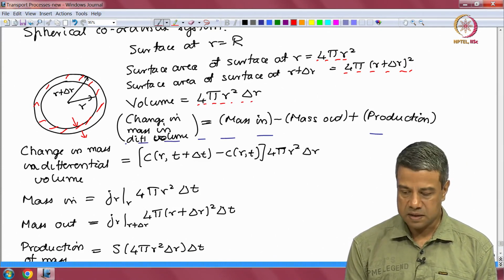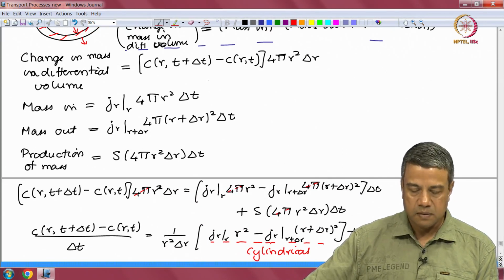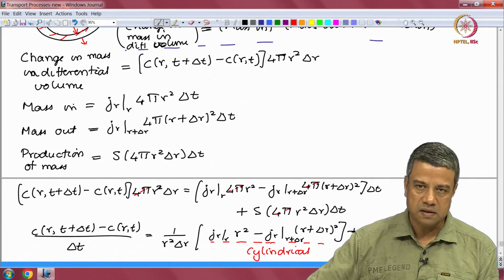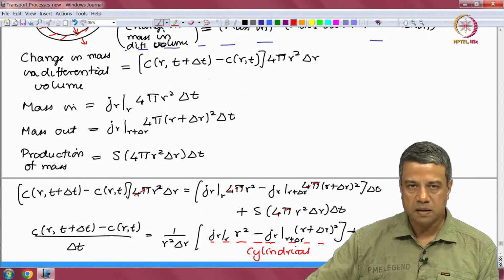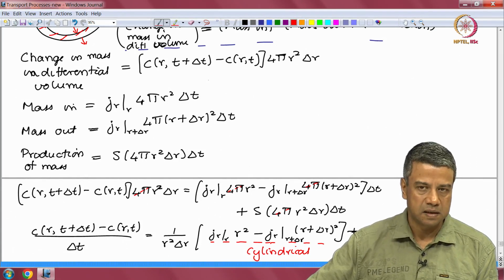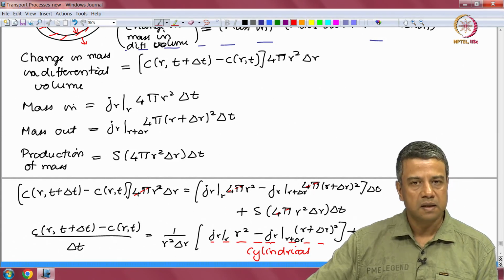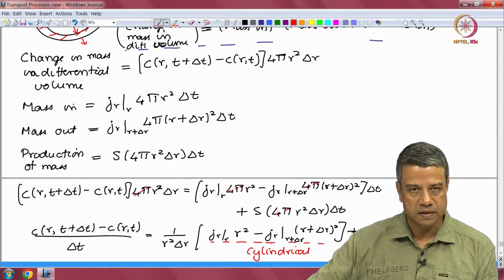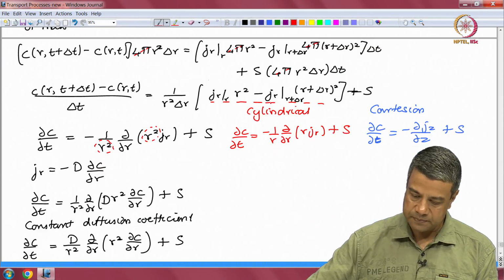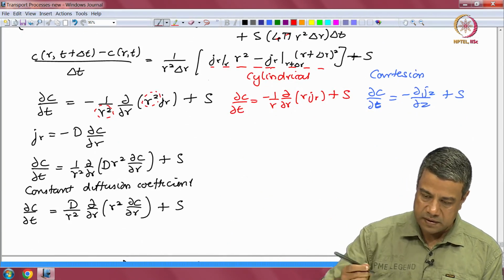And then we wrote the equation: change in mass is equal to mass in minus mass out plus production, where change in mass is equal to the change in concentration times the volume 4 pi r square delta r. Mass in and mass out are the fluxes times the surface area times delta t, because the flux is a mass per unit area per unit time. That at r enters, that at r plus delta r leaves, and then you have production of mass. Based upon that, we had calculated this conservation equation.